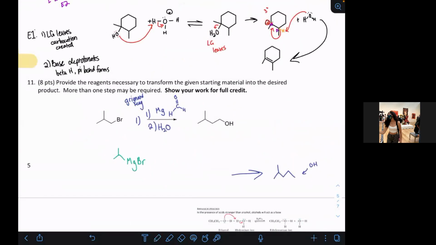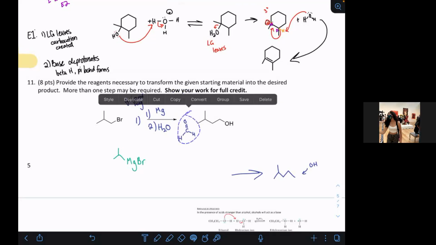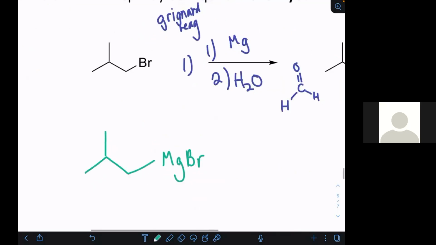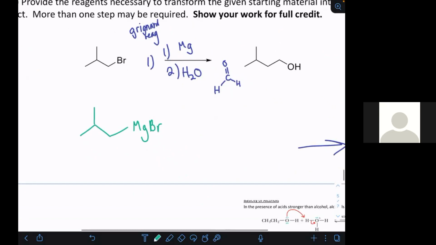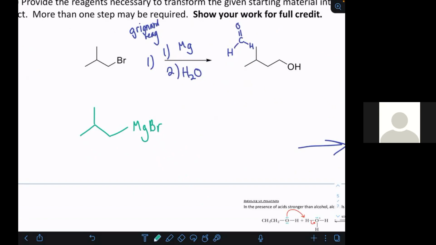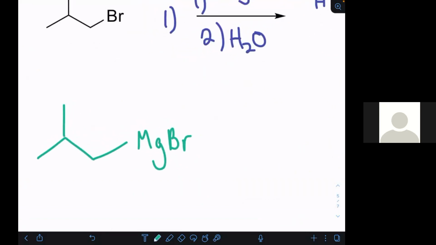I see. Okay. You're missing a carbon. True. 1, 2, 3. Okay. So that bond with the magnesium is going to attack the carbon in your carbonyl, and that double bond is going to break and become a lone pair on the oxygen.